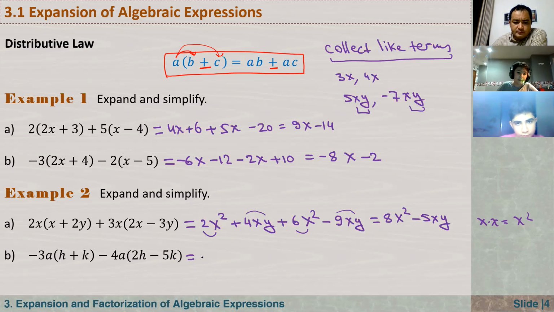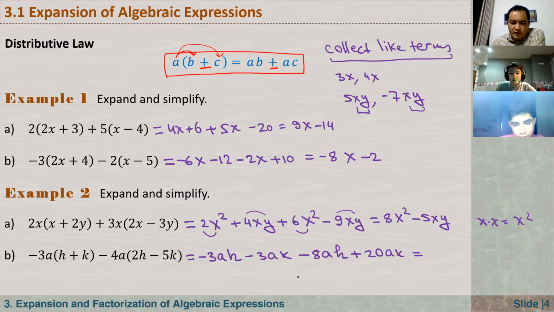Okay. Minus 3ah, minus 3ak. Minus 8ah, sorry, 8h. Okay. Then plus, because minus times minus, 4 times 5, 20. Plus 20ak, times k, it is ak.